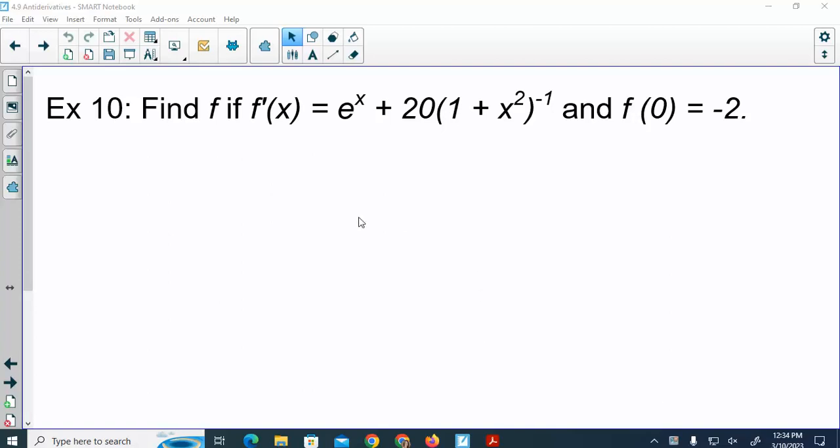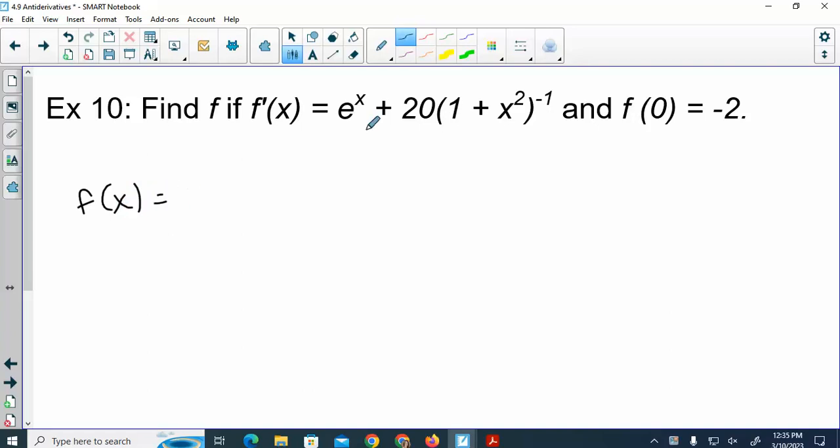Working backwards. I'm asking you to find f, so that's the antiderivative. Here's f prime, so this was the derivative. So we have to start out doing the antiderivative here. So f of x equals, what is the antiderivative of e to the x? Still e to the x.